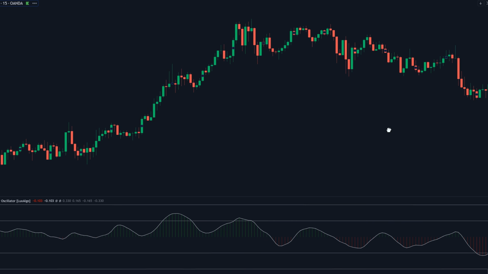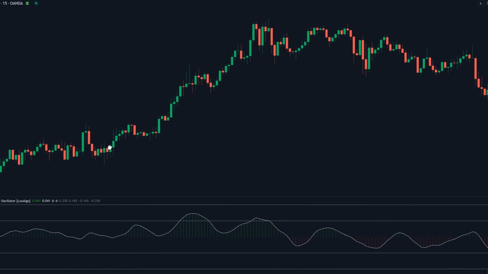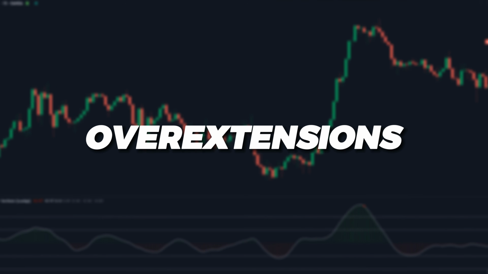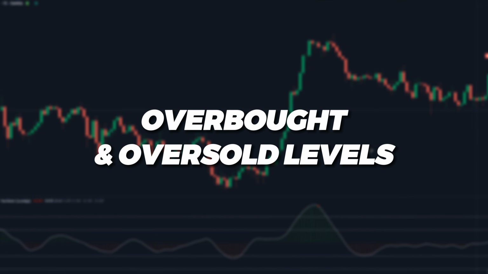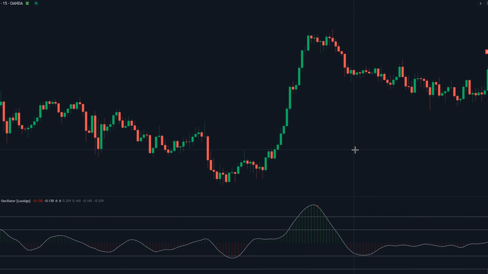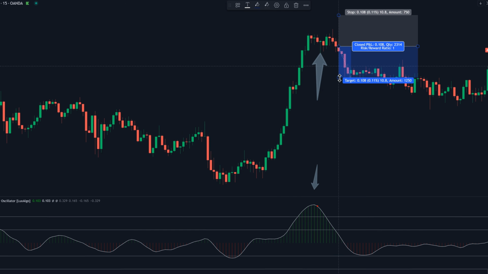Now, one of the methods that we can use this indicator to trade is to use it to identify overextensions or overbought and oversold levels in the market. As mentioned earlier, whenever the Hull Butterfly Oscillator goes above this upper horizontal level, this indicates that the market may be overbought, which means we could start looking for short positions.